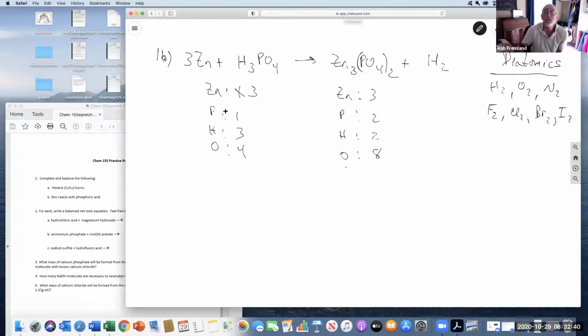Now we'll go to the phosphorus. So the phosphorus, there's 1 here, there's 2 here. So I'm going to put a 2 here. That makes the phosphorus a 2. It doesn't change the zinc. It makes the hydrogen a 6. And it makes the oxygen an 8.